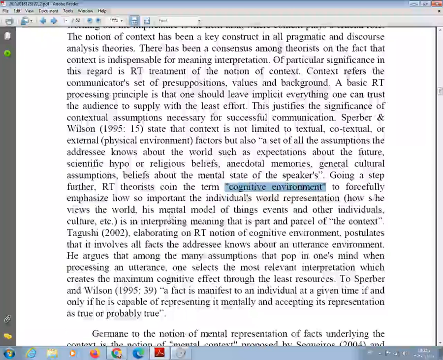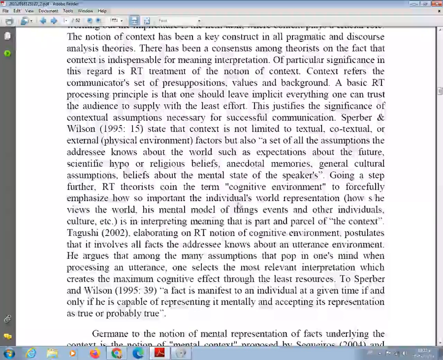This is what is meant, according to RT, by context. This must be learned by heart, because this is the essence of this very interesting theory. Again, context is not limited to textual, co-textual, or external physical environment.